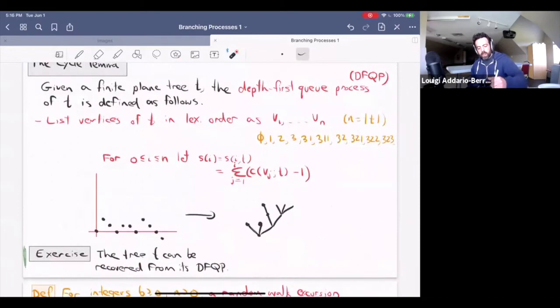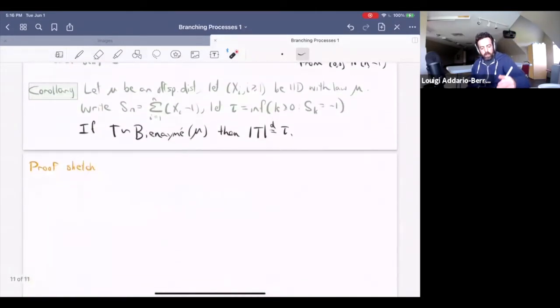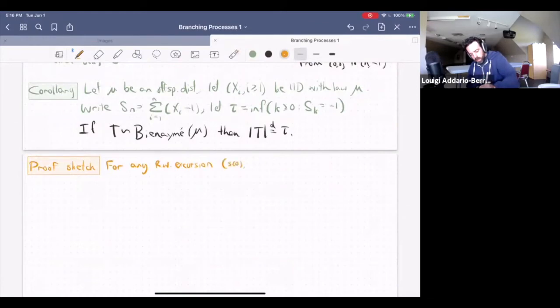If we had an infinite tree here, then it's not clear that there's a depth first queue process that completely explores the whole tree. So we just need to be a tiny bit careful to make sure we don't get into any trouble with that, but we really don't. So the point is that for any random walk excursion S_0, S_1 up to S_n from 0 to n minus 1, we can ask about the probability that the depth first queue process of T is equal to this particular sequence S_0 up to S_n.